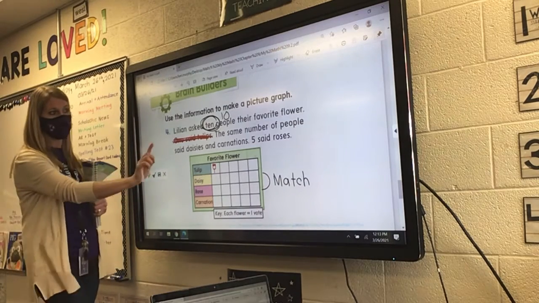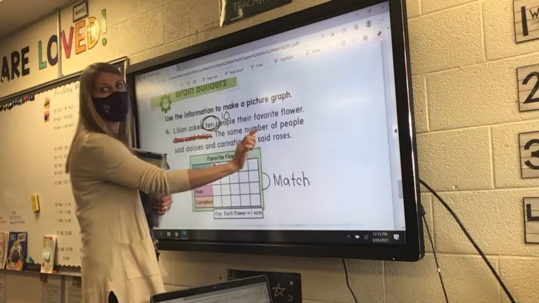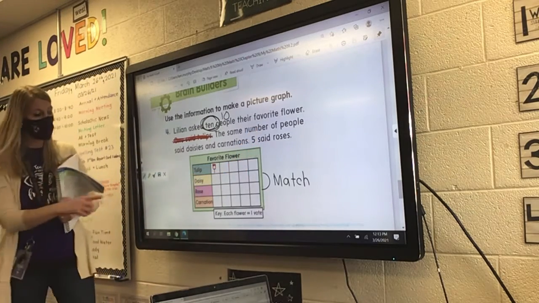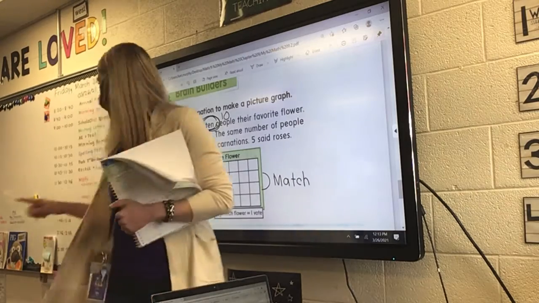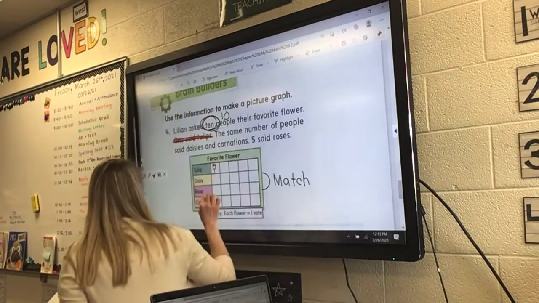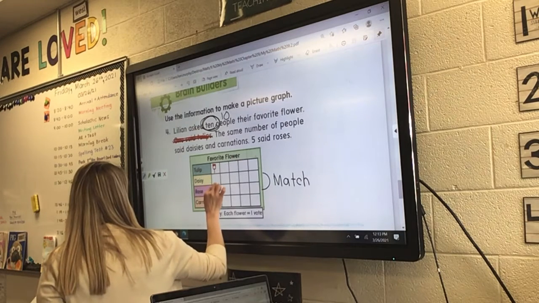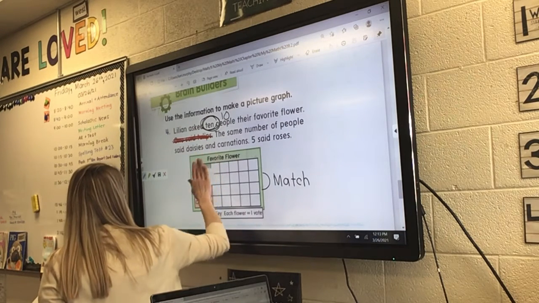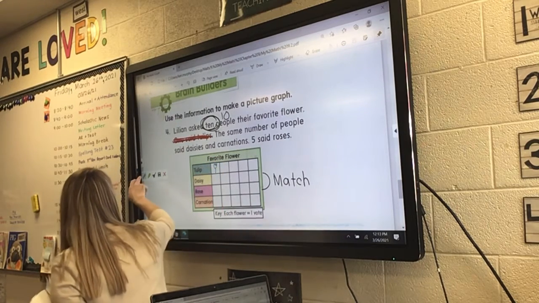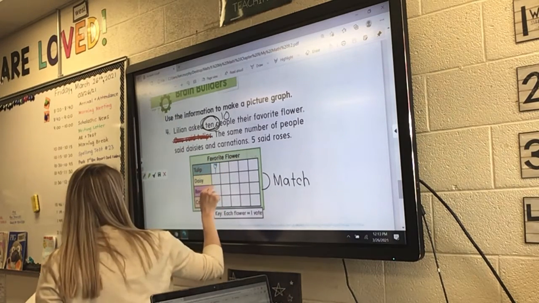But let's read the last one. 5 said roses. So look at the roses. Can everybody find roses? It starts with an R. You're going to draw your best rose, and they kind of look like tulips a little bit. I'll make my tulip blue. And then I'll make my roses red.